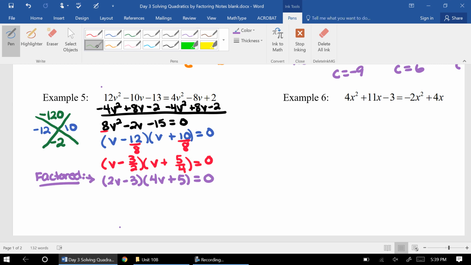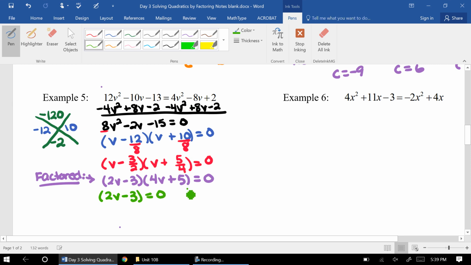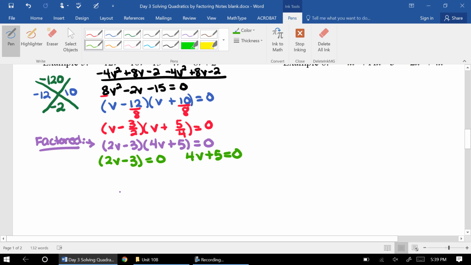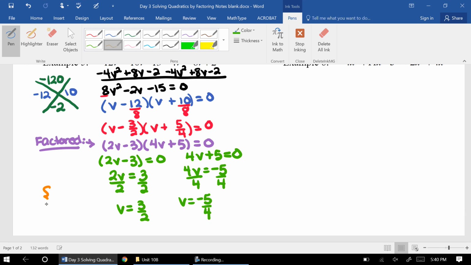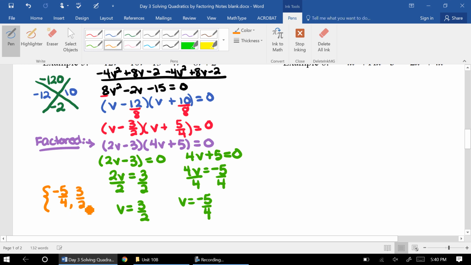And now I'm going to use the zero product property to solve each of the factors. So 2v minus 3 equals 0 and 4v plus 5 equals 0. And I'm going to add 3 to both sides first. Divide by 2. So v is equal to 3 over 2. Over here, I'm going to subtract 5 and divide by 4. So v is equal to negative 5 over 4, which makes my solutions negative 5/4 and 3/2.